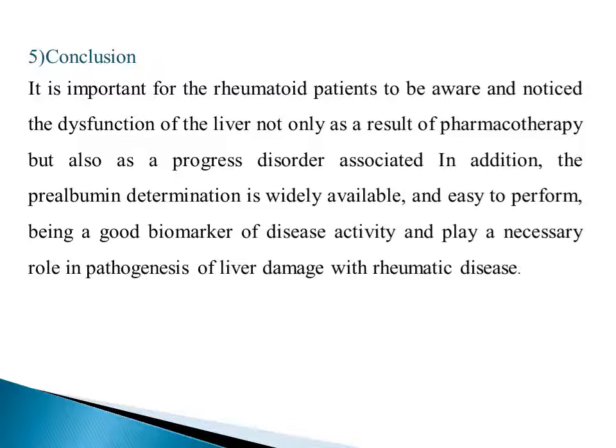In conclusion, it is important for the rheumatoid patient to be aware of and know the dysfunction of the liver, not only as a result of pharmacotherapy but also as a progressive associated disorder. In addition, prealbumin determination is widely available and easy to perform, being a good biomarker of disease activity and playing a necessary role in the pathogenesis of liver damage with rheumatic disease.